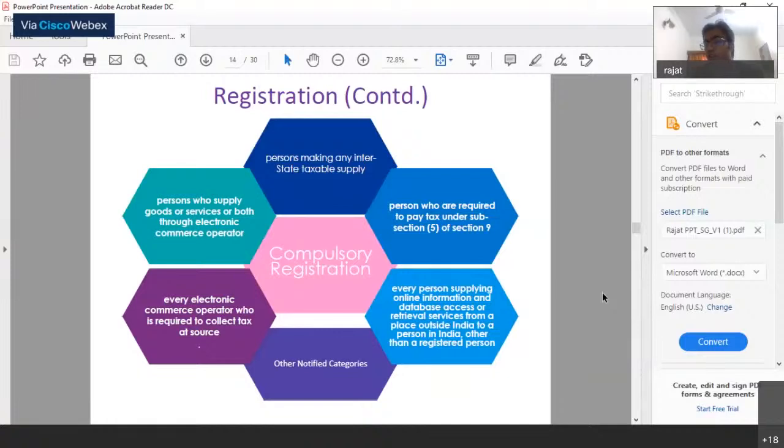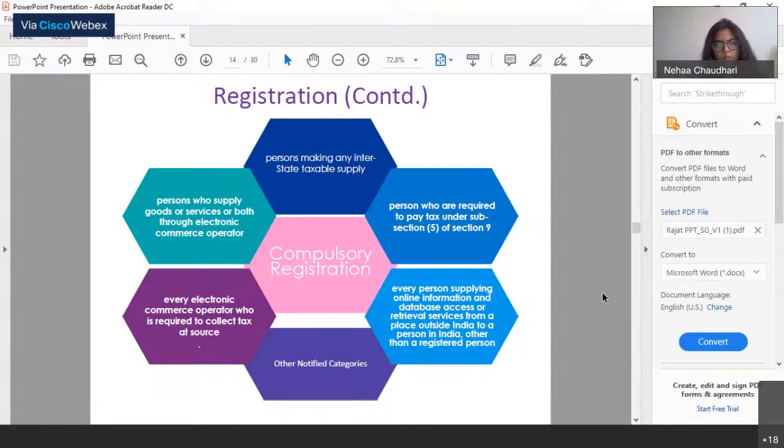So even if you see the invoice, it is always Ola's invoice or Uber's invoice. Therefore, in those cases, Ola and Uber are required to obtain registration and discharge tax on behalf of the drivers, and the drivers are not exempted from making payment of tax. Therefore, they're not required to obtain registration.